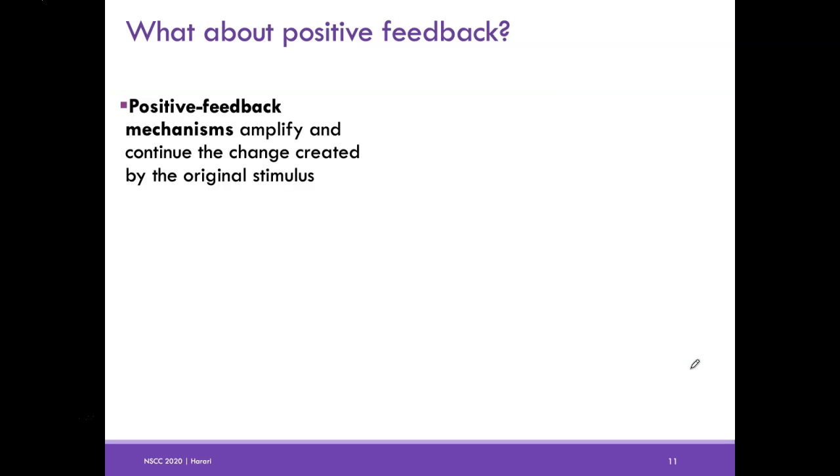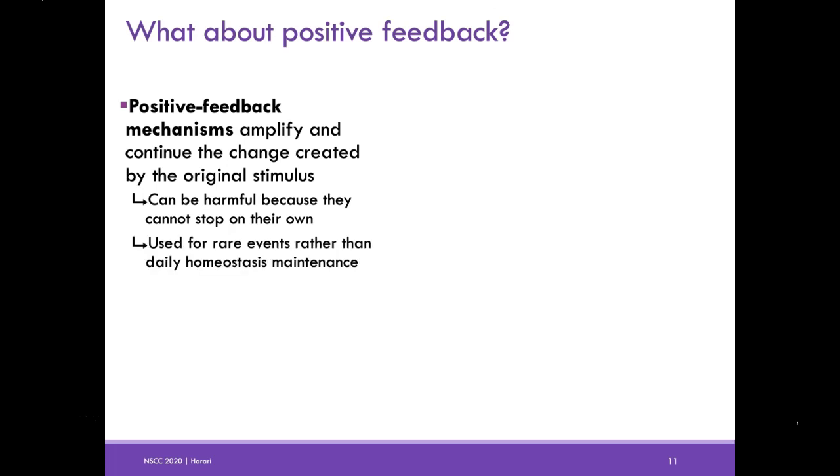So positive feedback is not as common in biology. Positive feedback mechanisms amplify and continue the change created by the original stimulus. And this can be harmful because these cannot stop on their own. Negative feedback is self-regulating. Positive feedback is amplifying. So these are used for rare events rather than daily homeostasis mechanisms. Examples of this are fever, immune response activation, blood clotting, and labor contraction.